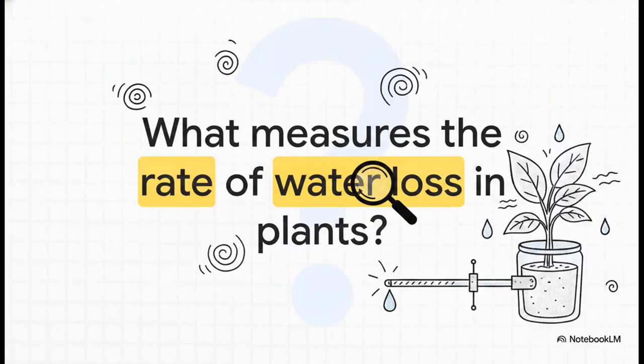So here's our target for today. It's WAEC Biology question 12. It reads: a potted plant was placed in an experimental setup to measure the rate of water loss in plants. The instrument used to measure this rate is A. Potometer, B. Klinostat, C. Photometer, D. Hygrometer. Now, I want you to play detective with me for a second.